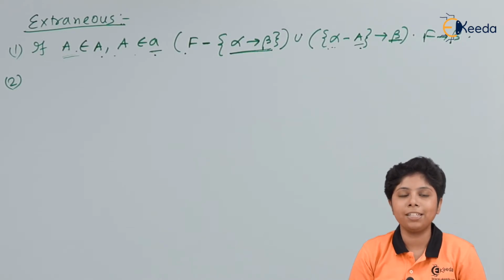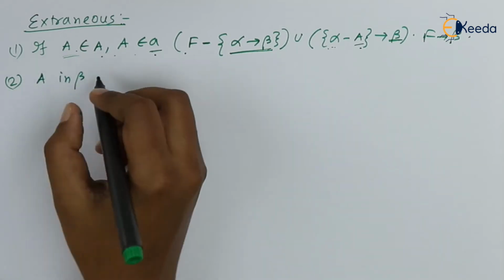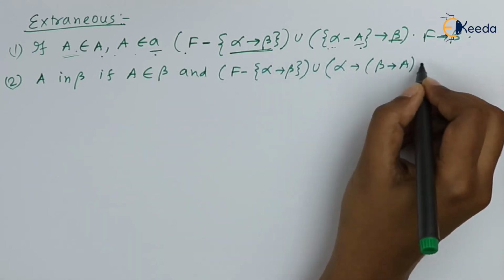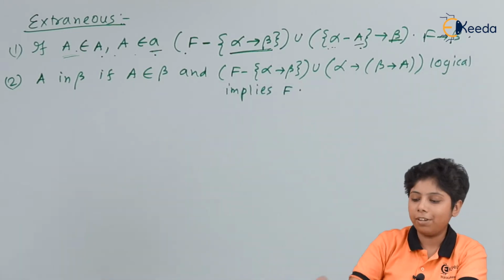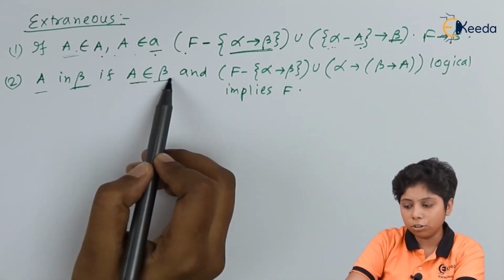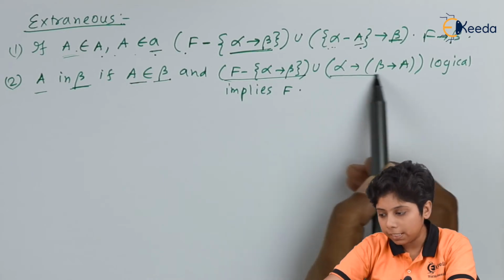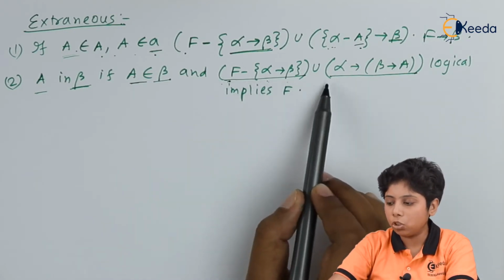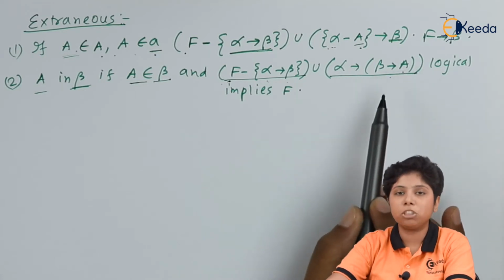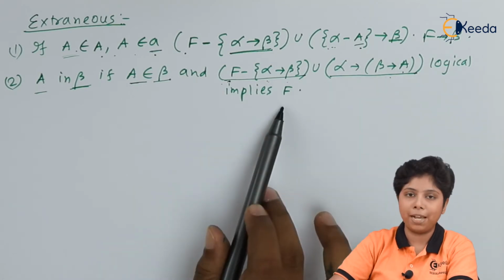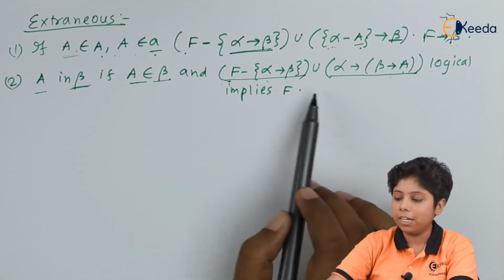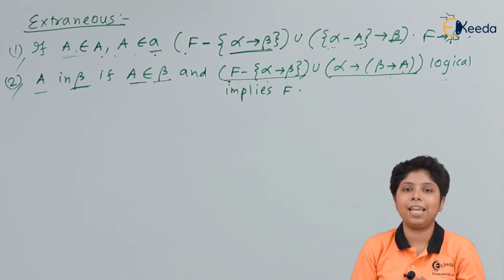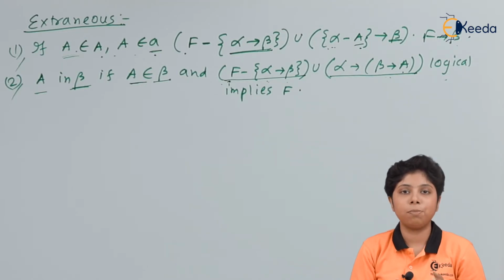There is one more way of defining the extraneous attribute. If we have an attribute A in beta, and A belongs to beta, then we can say that if the set of functional dependencies F minus alpha defines beta, joined with alpha defines beta minus A, logically implies F, and F logically implies this one too. If these two conditions hold, then A is an extraneous attribute that we can delete to make it a canonical cover.